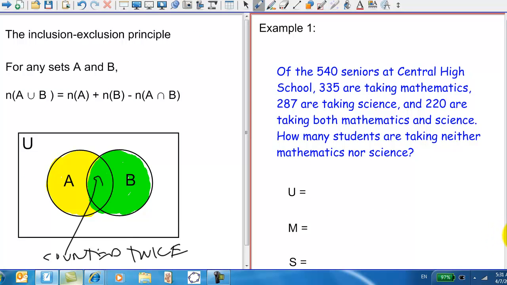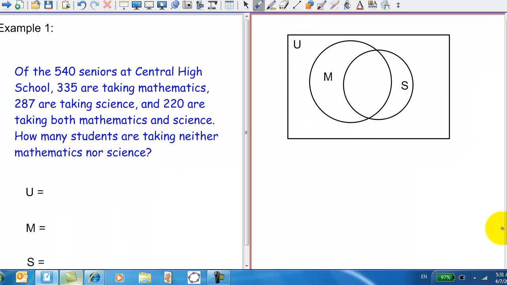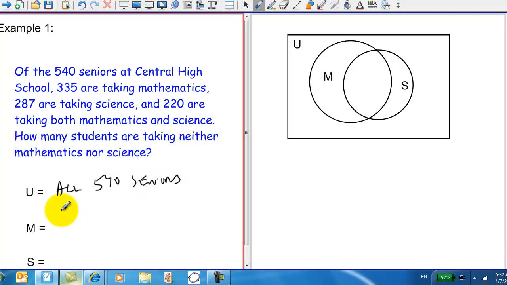So let's look at our first example here. I've got a Venn diagram to go with it. Of the 540 seniors at Central High, so that's the entire universe, 335 are taking math, 287 are taking science, and 220 are taking both math and science. How many students are taking neither math nor science? Neither math nor science, so that's going to be the students out here. So this is all the seniors. This is all 540 seniors. And M is going to stand for the 335 math students. And S is going to stand for the 287 science.